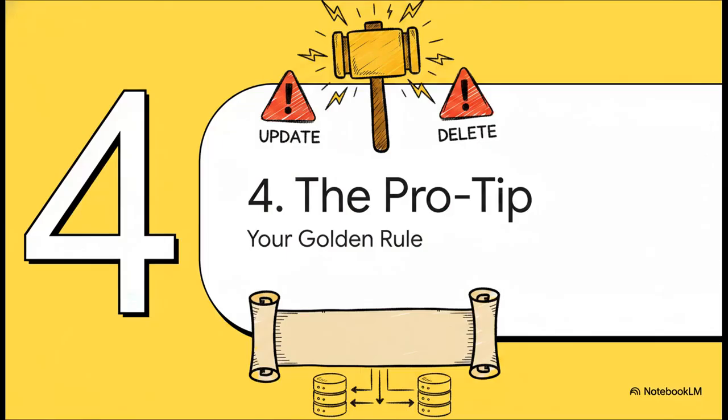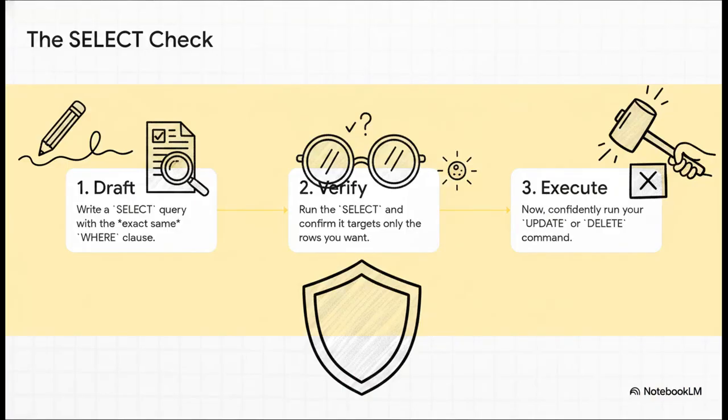So after hearing all those scary warnings about update and delete, you're probably asking, how do I make sure I never, ever make that catastrophic mistake? Well, there is a golden rule, a pro tip that you should treat like law. It's a really simple 3-step safety check. Before you ever run a dangerous update or delete, you first write a select query using the exact same where clause. Step 2, you run that select and you look at the results. Does it show you only the records you mean to change or delete? If, and only if, the answer is yes, then you move to step 3, and you confidently run your original command. This one habit will save you.